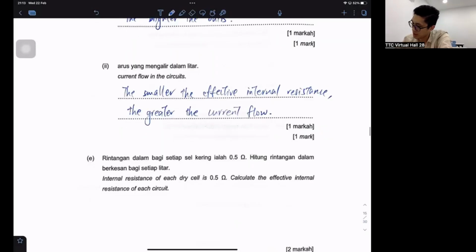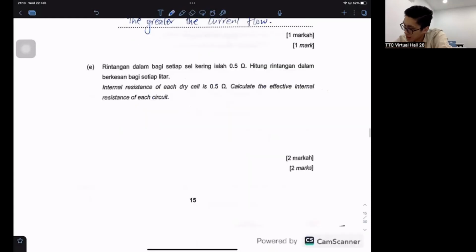Okay. Next, internal resistance of each dry cell is 0.5 ohms. Calculate the effective internal resistance of each circuit. So now you have to calculate what is the total resistance, what is the effective resistance. Okay, so if you do this 6A, there are 2 cells, each of them is 0.5 ohms. Okay, in parallel, the way to calculate is this.